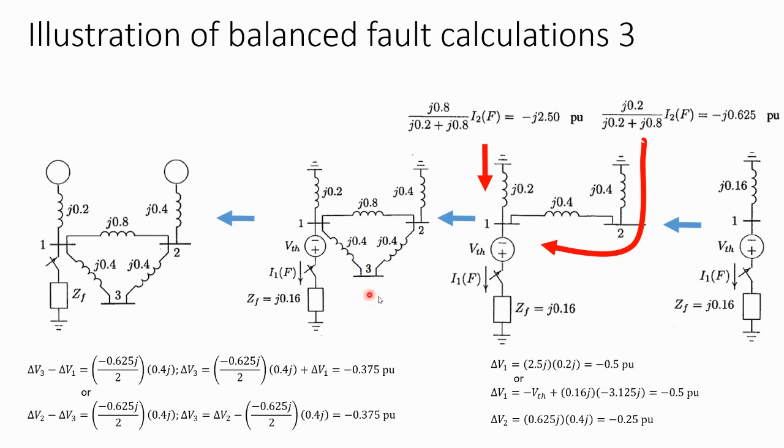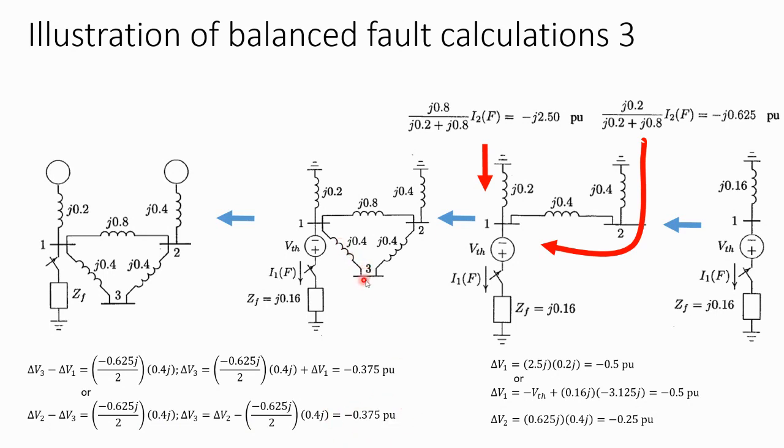And then we are also going to determine delta V3 by looking at this branch. Okay, if you decide to look into this branch, and I define the voltage drop direction from bus 2 to bus 3, then I take V2 minus V3 equals the fault current from bus 2 to bus 3 multiplied by this impedance. Okay, and then I simplify, and then I will obtain negative 0.375.